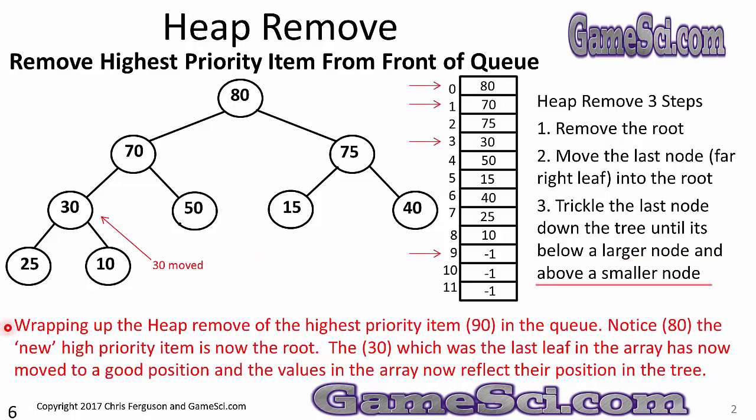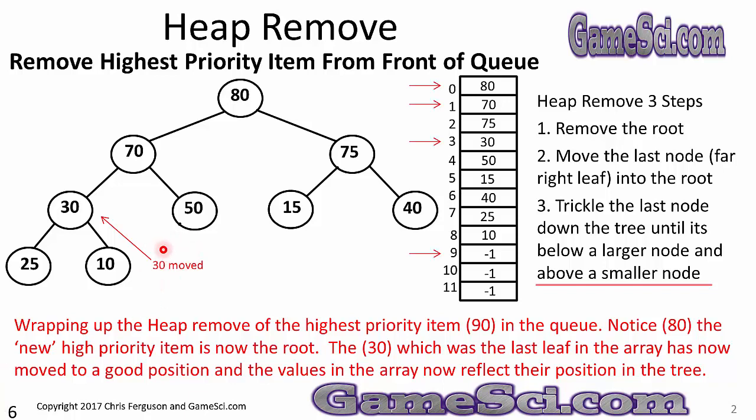Wrapping up the heap remove of the highest priority item 90 in the queue. Notice 80, the new high priority item, is now the root. The 30, which was the last leaf in the array, is now moved to a good position, and the values in the array now reflect their position in the tree.